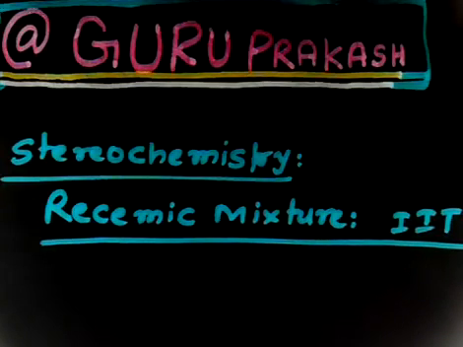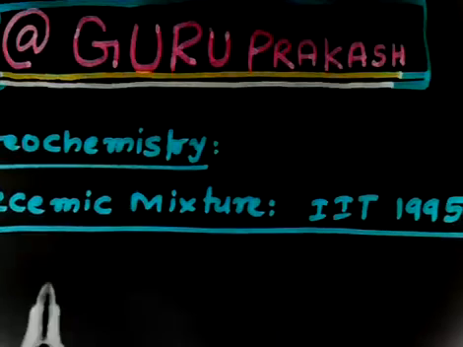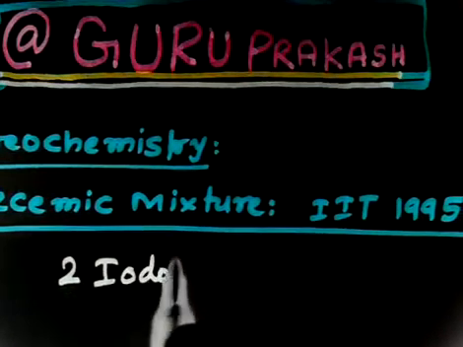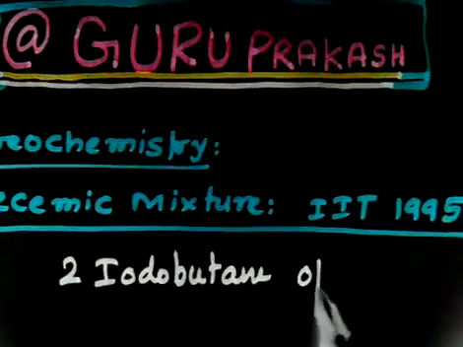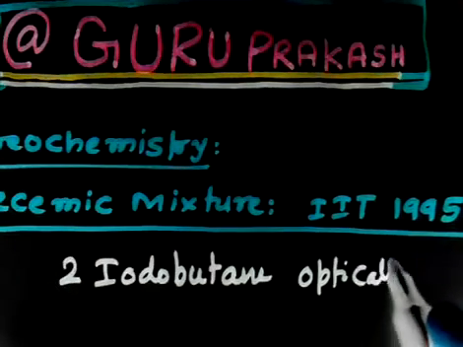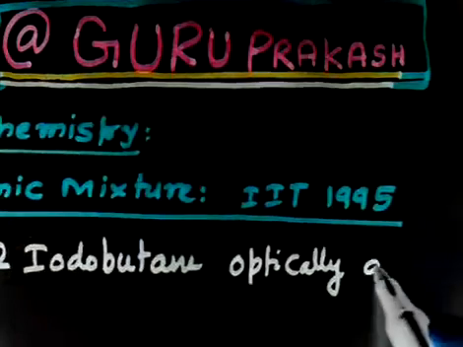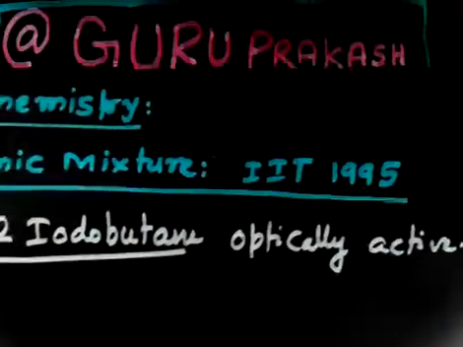Now this question is related to the concept of racemic mixture. It says optically active 2-iodobutane, so we have 2-iodobutane, and that is optically active. You first write the structure of 2-iodobutane. Many times I have said you must know how to write the structure. You will be given a name and you have to translate this into a structure.